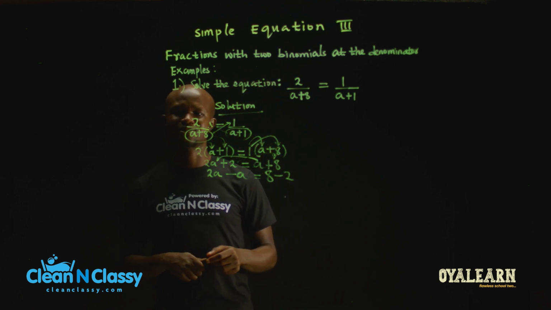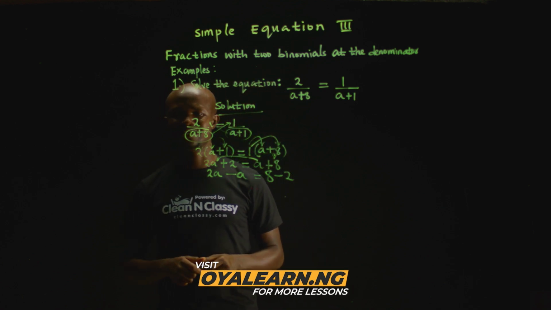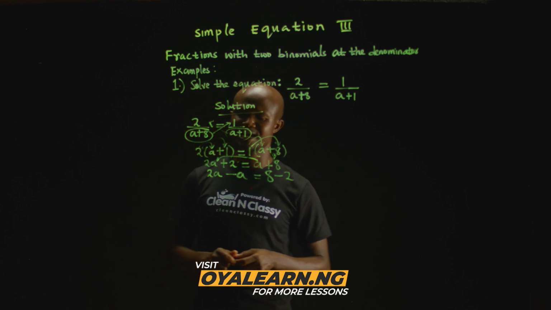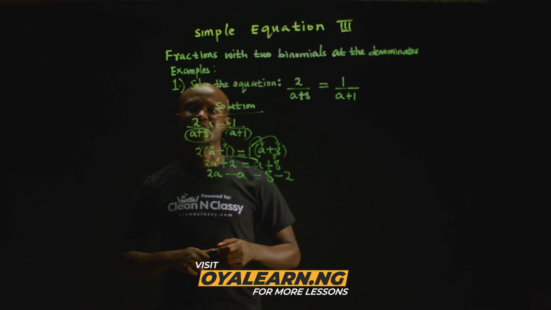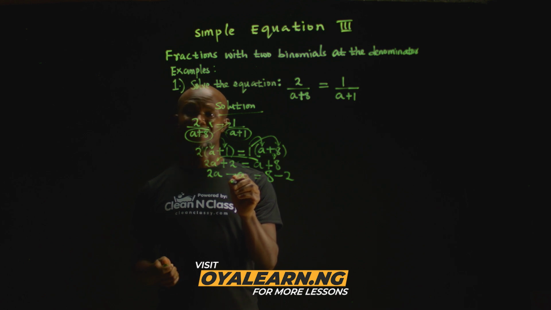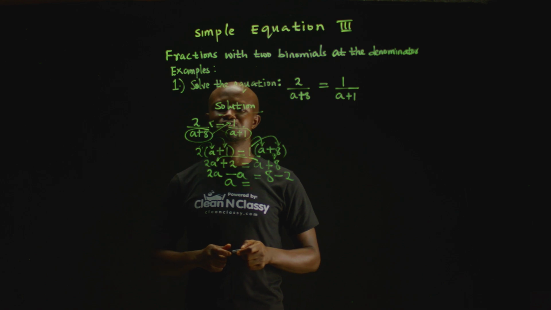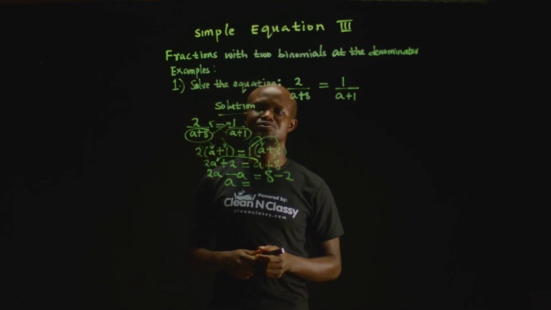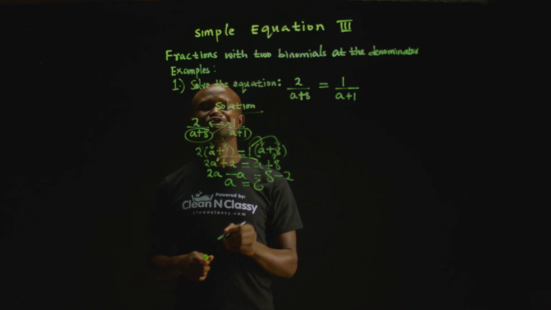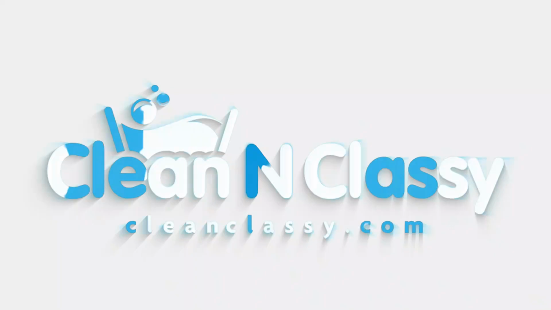Now, 2a minus a, we know that a is the same thing as 1a. So 2a minus a is just like 2a minus 1a, and that is a, which is 1a. So a equals 8 minus 2. 8 minus 2 is 6. So the solution to this equation is a equals 6. Thank you.